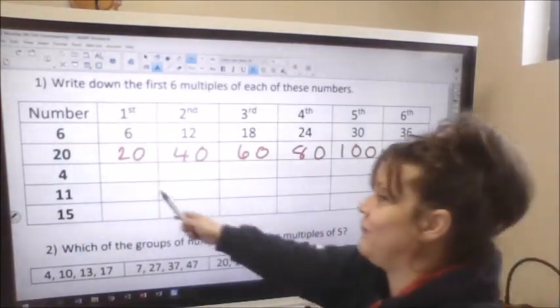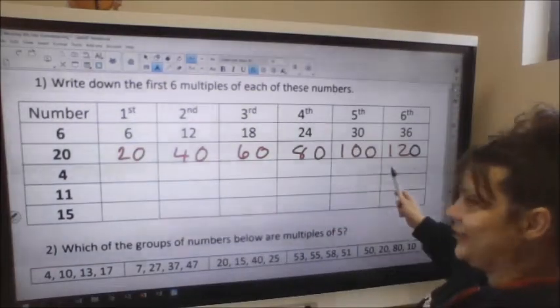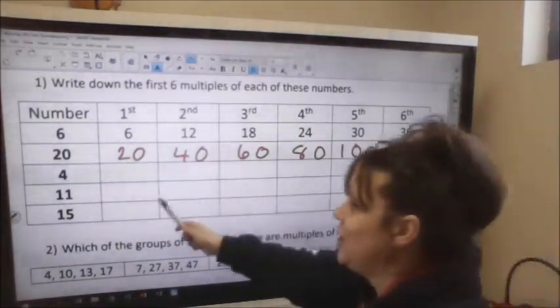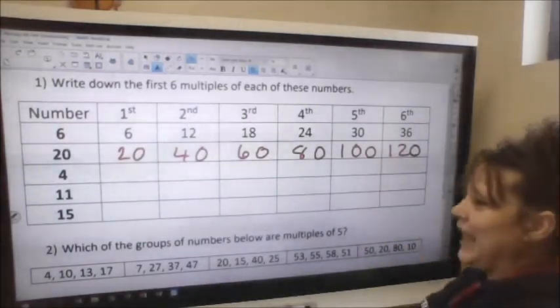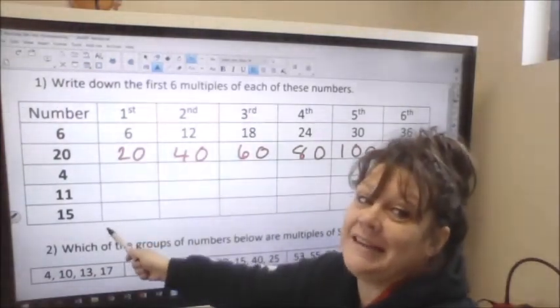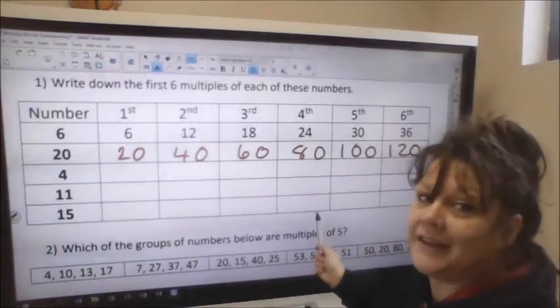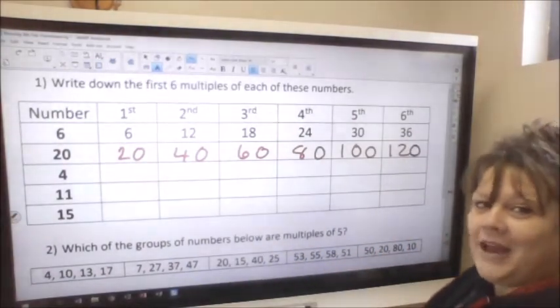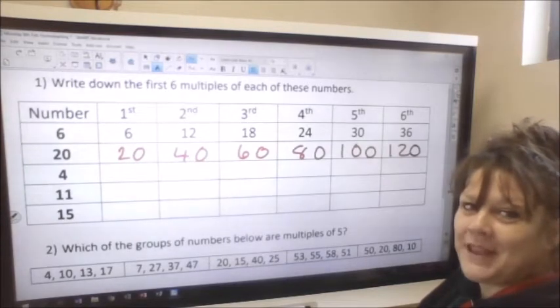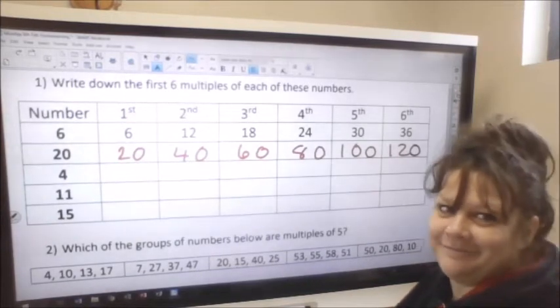Okay, so you now can see what we're doing. So you're looking for the first 6 numbers which appear in your 4 times table, your first 6 numbers that appear in your 11 times table. Then you've got your 15s. So think about repeated adding to help you with those. Okay, purple book, pause the video, off you go.